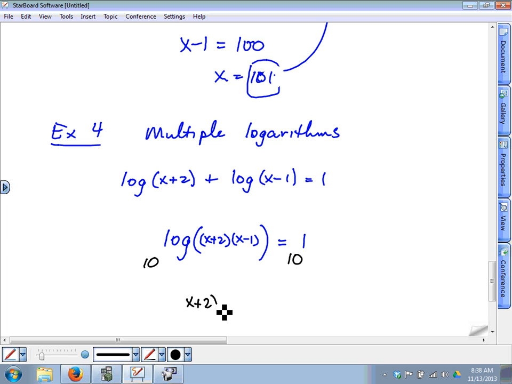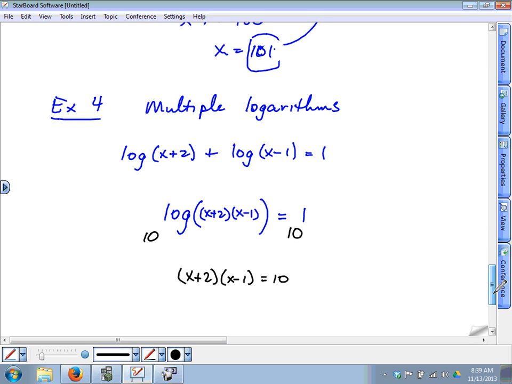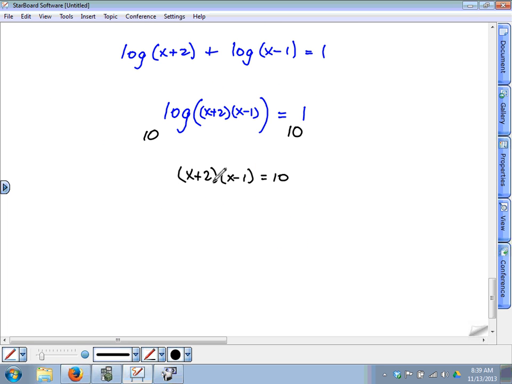So now we have the expression x plus 2 times x minus 1 is equal to 10. What type of equation is this going to turn out to be? Quadratic. Now, think back. What are our options for solving a quadratic equation? Factoring. Quadratic formula. We could complete the square. We could use square roots if there's no linear term. Let's see what works here.